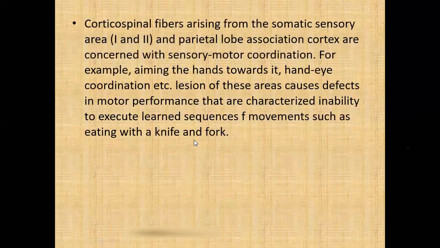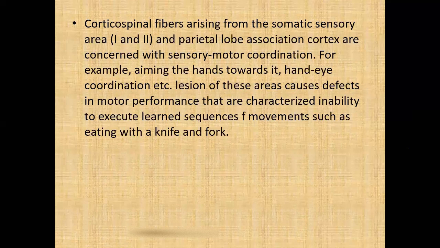Okay, now the corticospinal fibers arising from somatic sensory area, that is the area 1 and 2, and parietal lobe association cortex. These fibers are associated with sensory and motor coordination. Essentially, we saw the ascending tracts and we are studying the motor tracts.